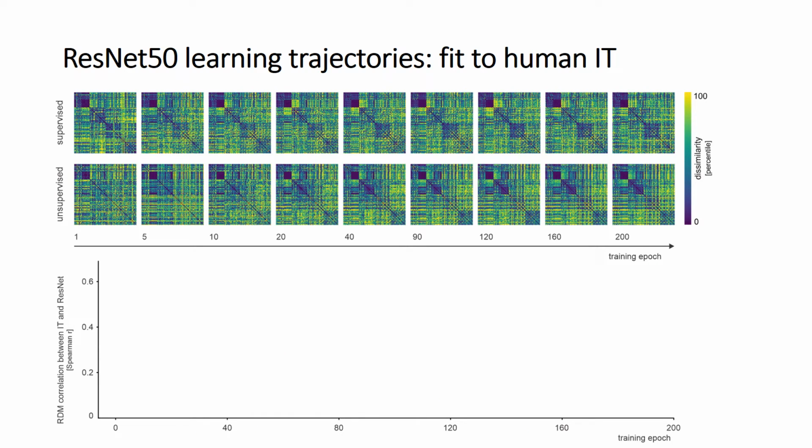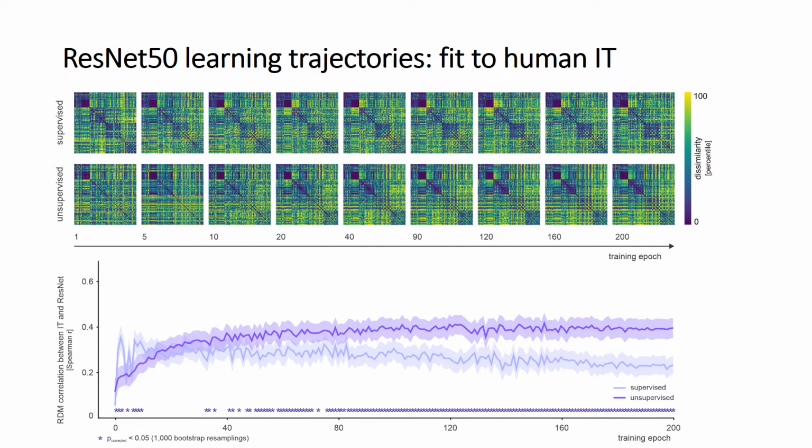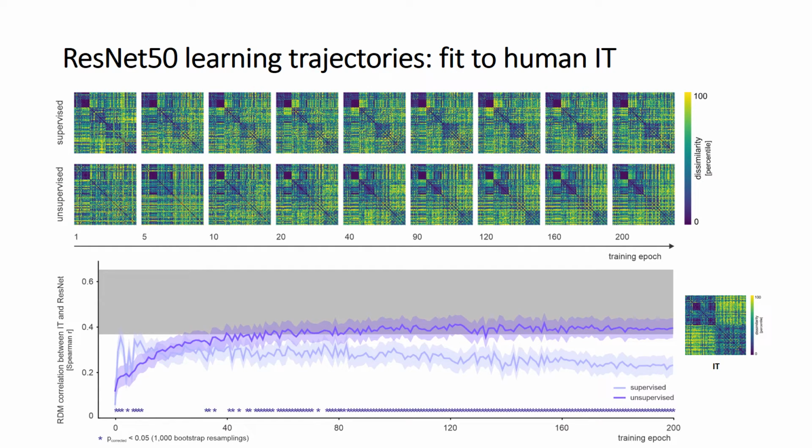To quantify these observations, we first correlated the network's object representations with the human IT object representation and compared model performance using bootstrap resampling of the image set. The unsupervised network better explains the human IT object representation than the supervised network. This difference emerges relatively early and increases as learning progresses. Performance of the unsupervised model reaches the lower bound of the noise ceiling, which indicates performance of the unknown true model given the noise in the fMRI data.